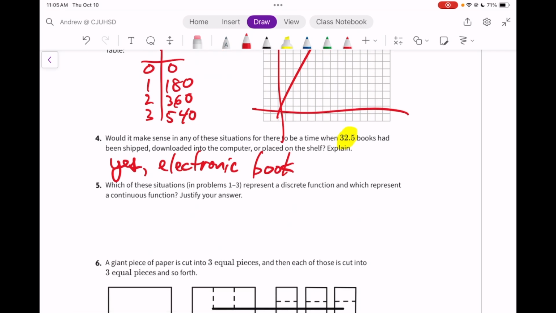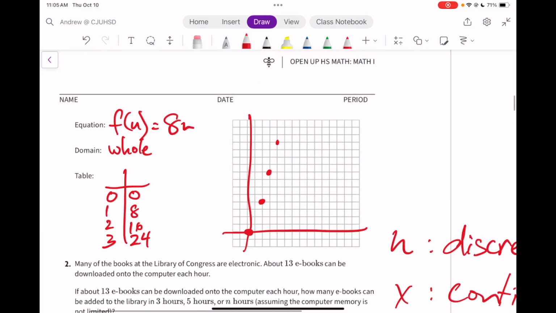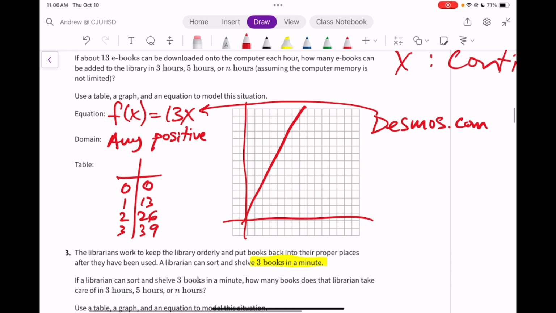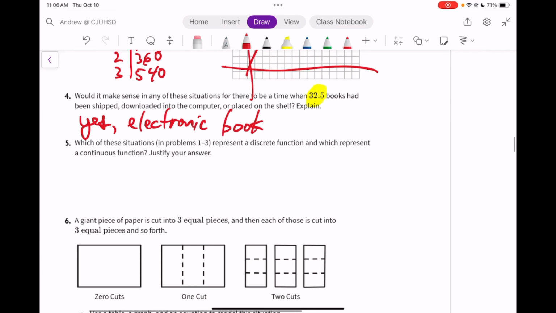Okay, 5, which of these situations represent a discrete function and which represent a continuous function? The ones with dots, those are discrete. This is discrete, number 1. The ones with a solid line, they're continuous. So 1 was discrete, and 2 and 3 were continuous.